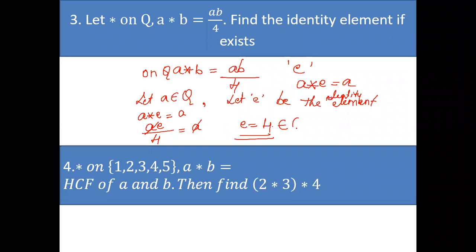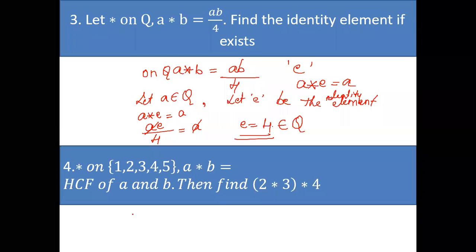Whether 4 belongs to rationals, whether 4 is a rational number. Is 4 a rational number? Yes or no? Yes. So the identity element exists and it is equal to 4. Okay, good students.